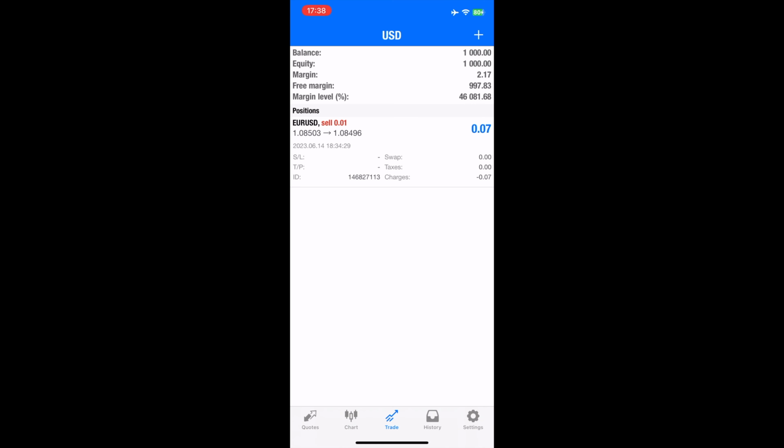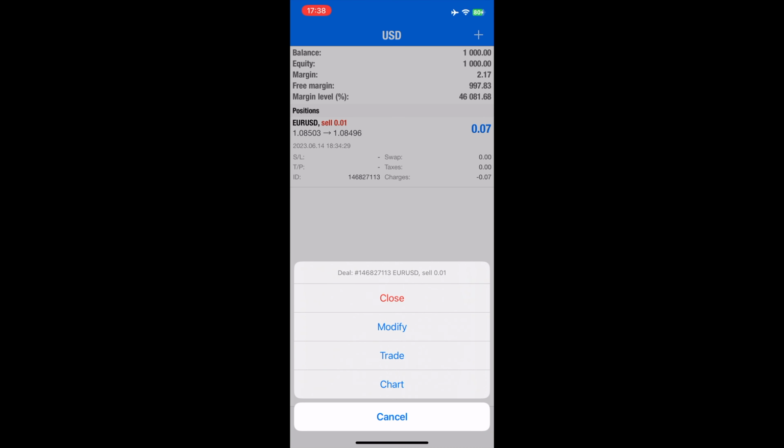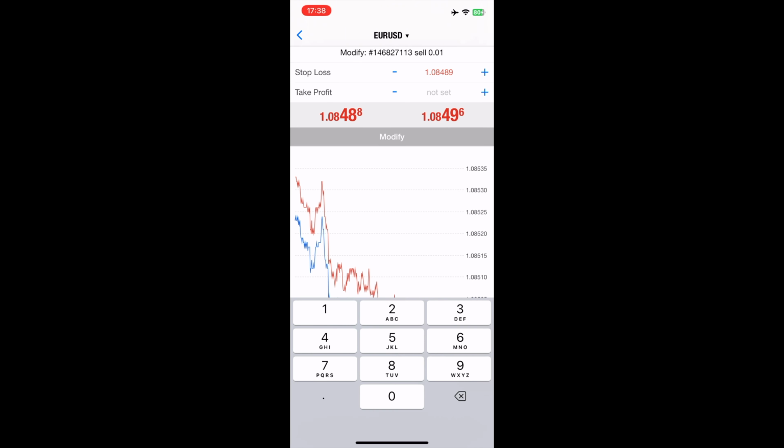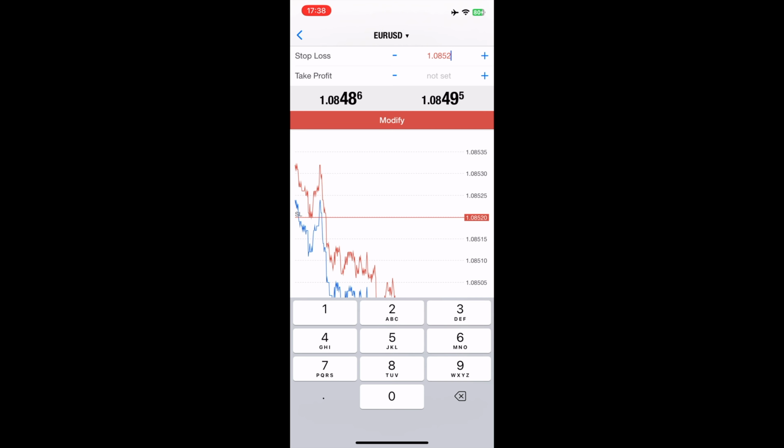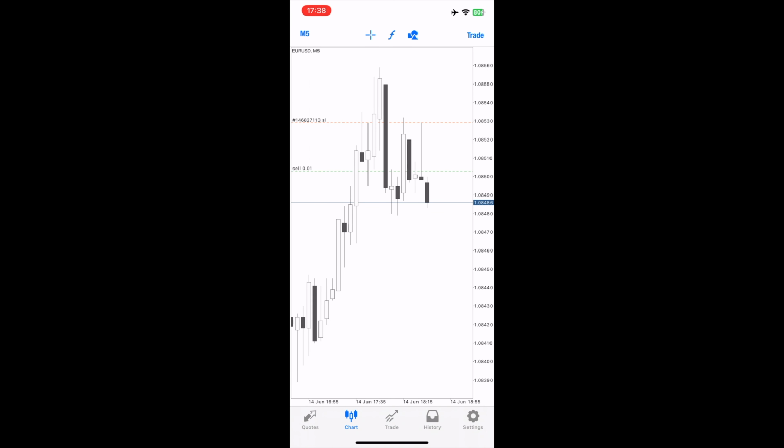So I can come here and say long press it, modify, stop at 1.08529. I can click modify. So once I modify it, I already have a stop loss on this trade. You can see what that means is if this trade continues to go against me, the broker should close me at this area here, at an agreed loss.